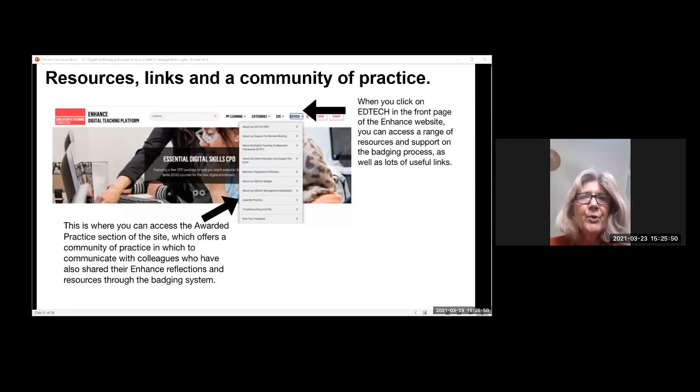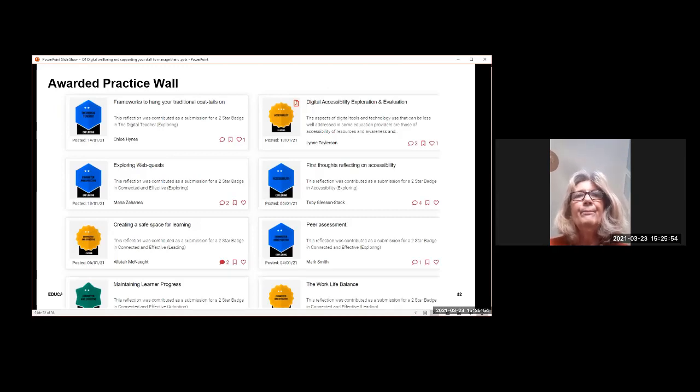And if we go on to the next slide, please. Thank you. The awarded practice wall, and this is what it looks like. It's showing a variety of badge submissions. You can see, if you can see, it's quite small print, but there are different module categories that we've been talking about today. There are different badge levels, leading, exploring, adopting, and you can see the little white stars denoting the level of the stars as well.